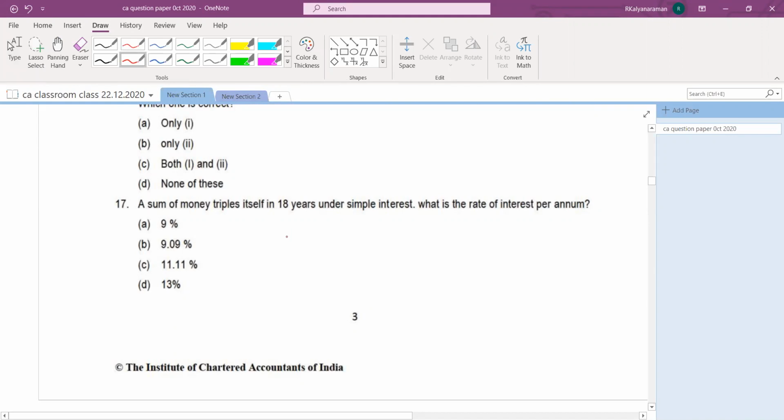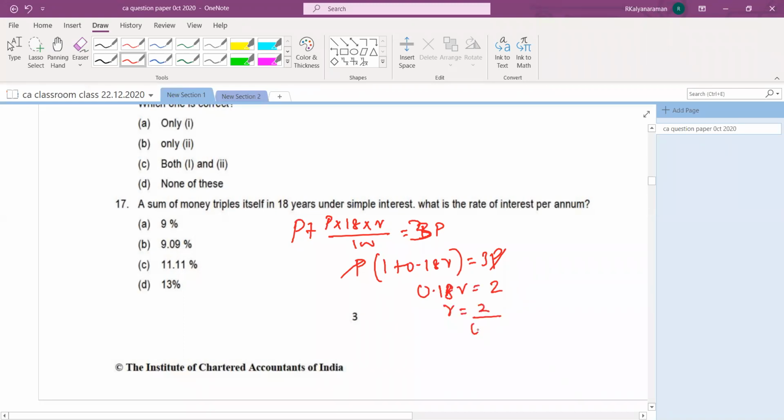A sum of money triples itself in 18 years under simple interest. So you know that it is P into 18 into R by 100, which is equal to 3P. So it is 11.11%.